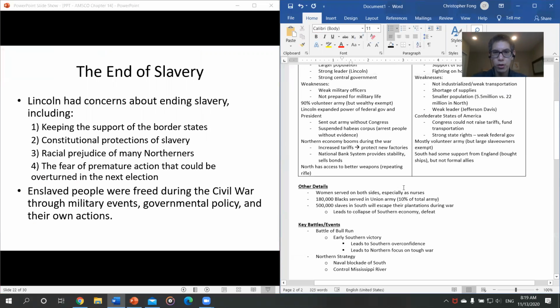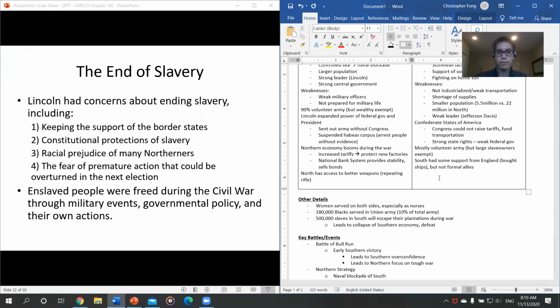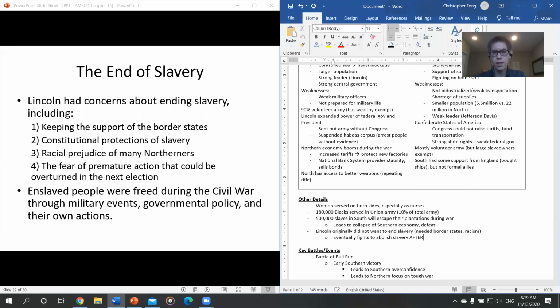So let's see, I'm going to put this in the North. Actually, no, I'm not. I'm going to put this in other details. Lincoln originally did not want to end slavery. He needed the border states. There was racism, and then there was this fear that it would be overturned. But he eventually fights to abolish slavery. And I'm going to say this after some military victories, after he realizes that maybe he can win the war and free slaves.